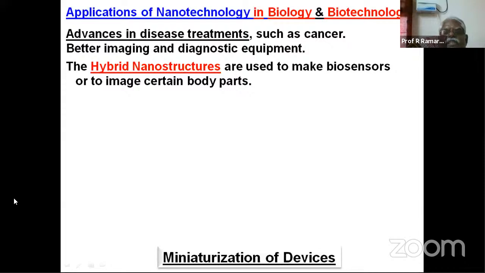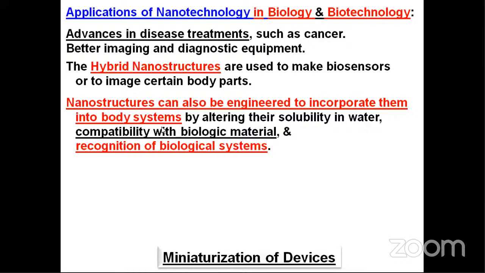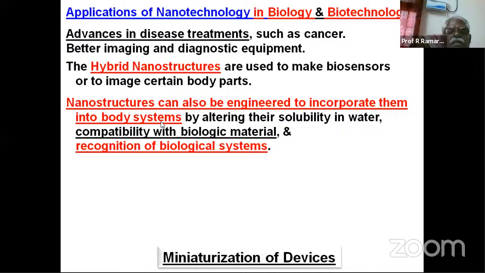For example, nowadays, even your heartbeat, heart condition, glucose level and blood pressure, everything, by putting a chip in your body, one can monitor, one can diagnose. So that is how biosensors came into the picture in nano. So the nanostructures can also be engineered to incorporate them into the body system. That is how we are now able to monitor patients by simply implanting a small chip made out of nanomaterial, nanoelectronics.